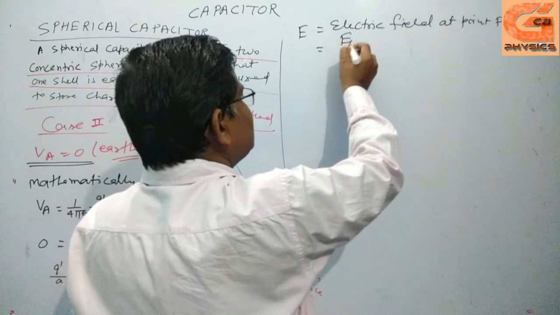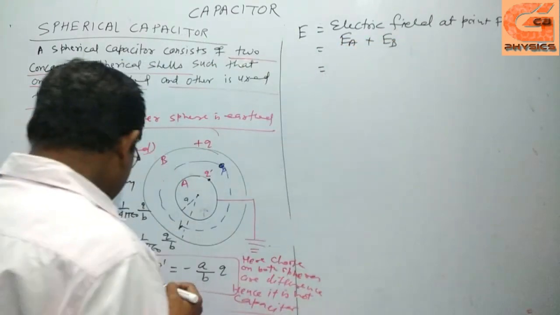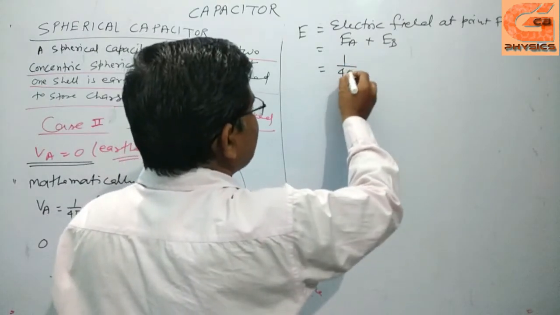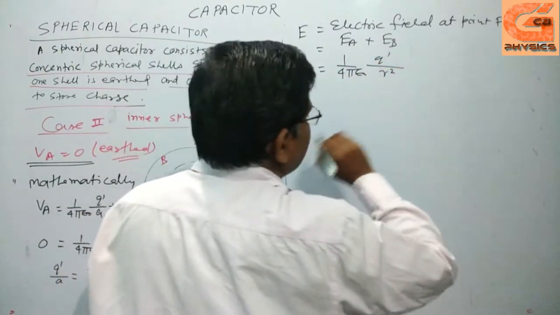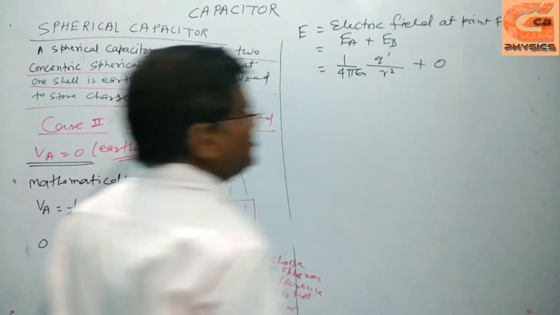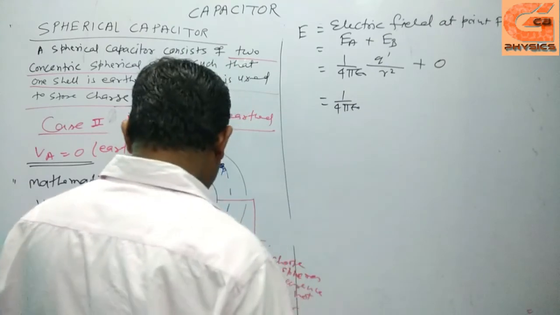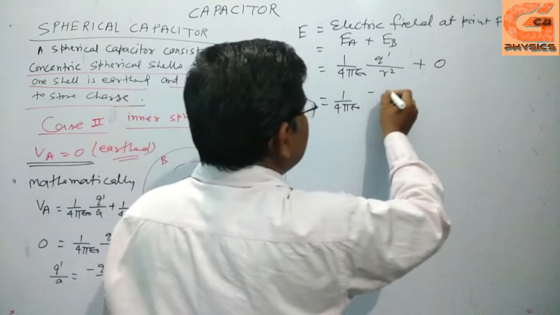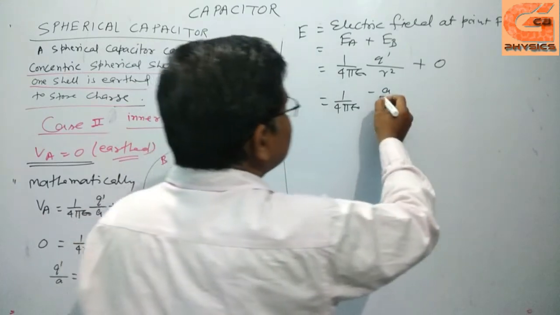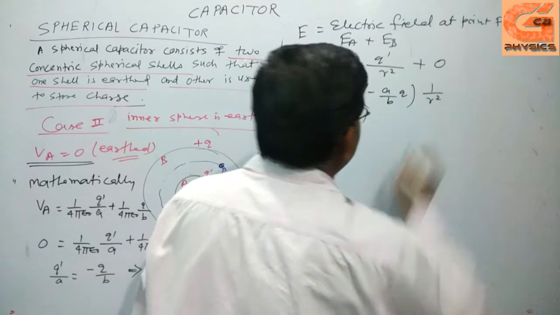Electric field due to A plus electric field due to B is equal to the electric field due to A, which is 1 by 4 pi epsilon naught Q dash by R square, and the electric field due to B is 0. That's why 1 by 4 pi epsilon naught Q dash, where Q dash is minus A by B into Q, and this is 1 by R square.